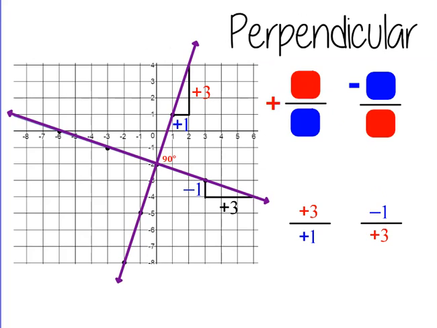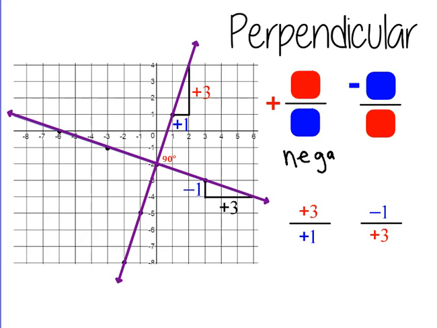Perpendicular lines are a little bit different. You see, perpendicular lines intersect and form 90 degrees. So we don't want the slopes to be the same at all. We actually want the slopes to be as opposite as possible. We call these types of slopes negative reciprocals.